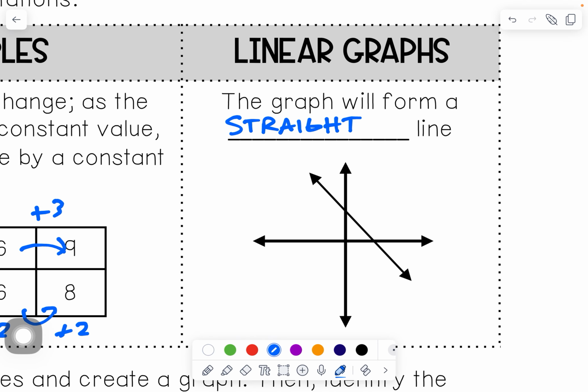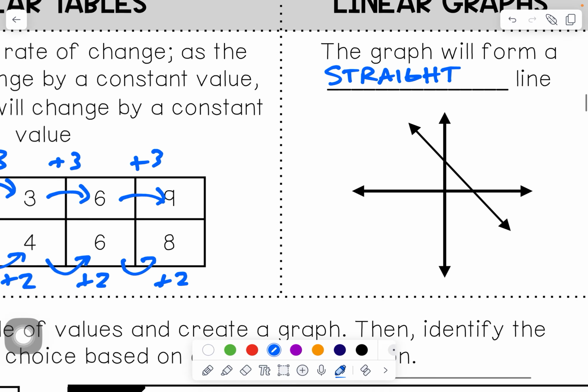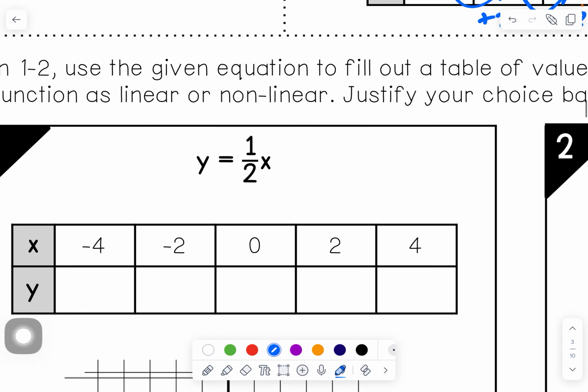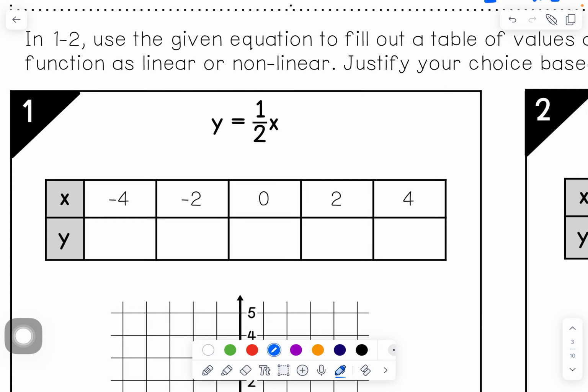Now, the majority of things we do in this class are going to be linear. We don't learn how to graph nonlinear functions. We're going to recognize them today, but we're not actually going to learn about lots of nonlinear functions. So let's try an example here.